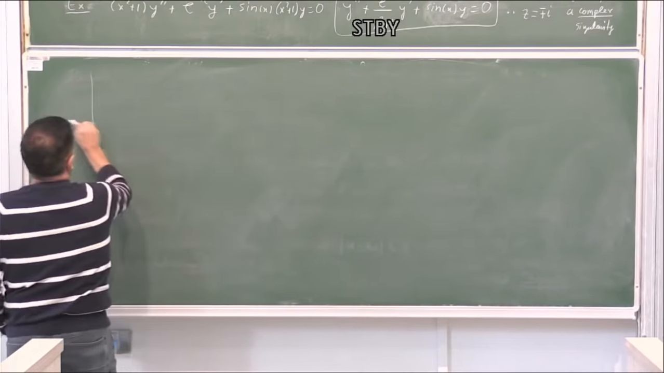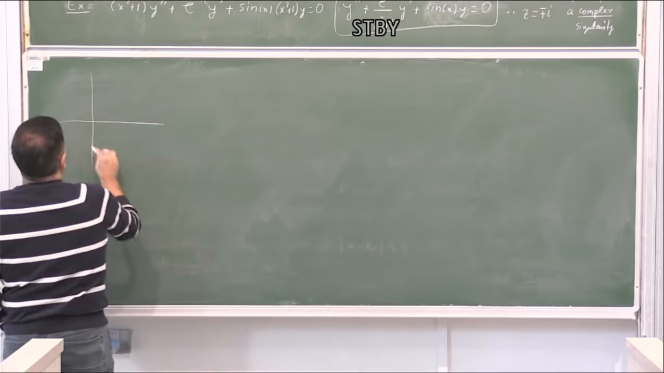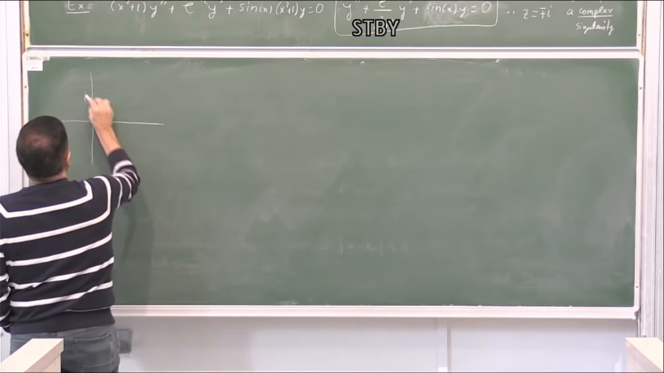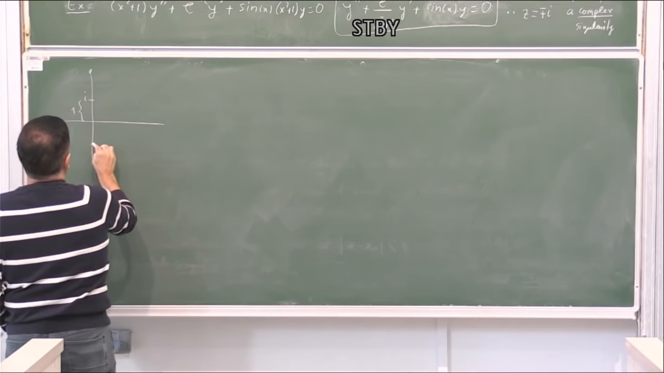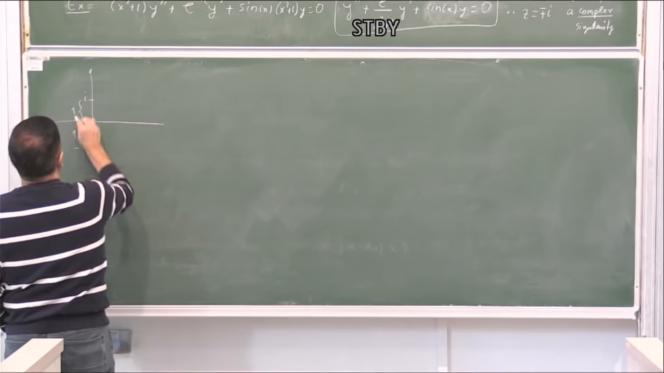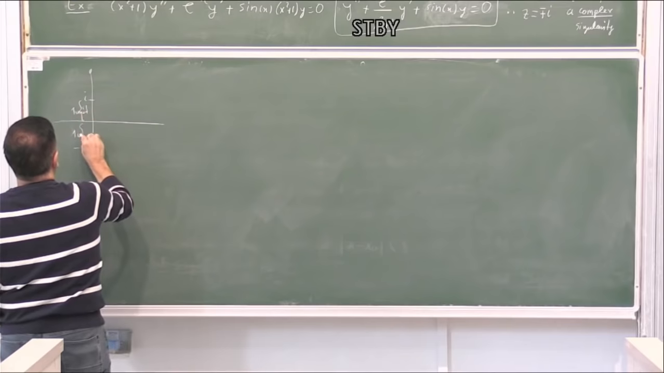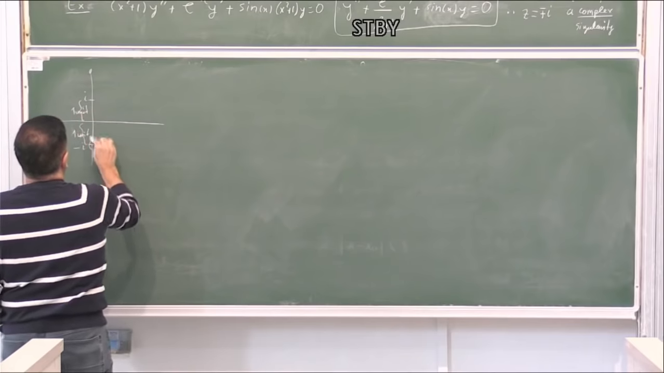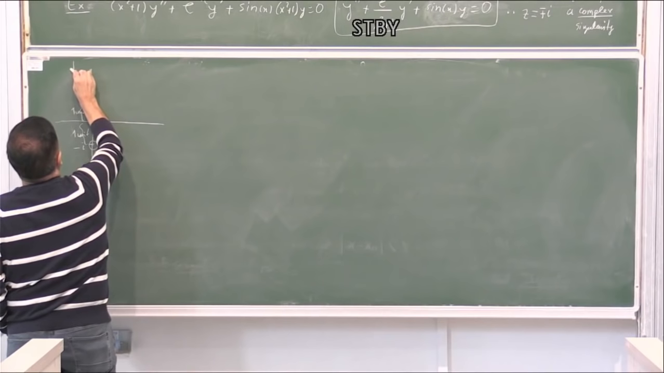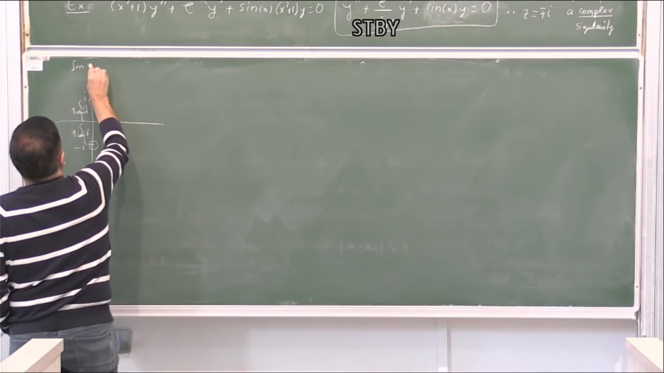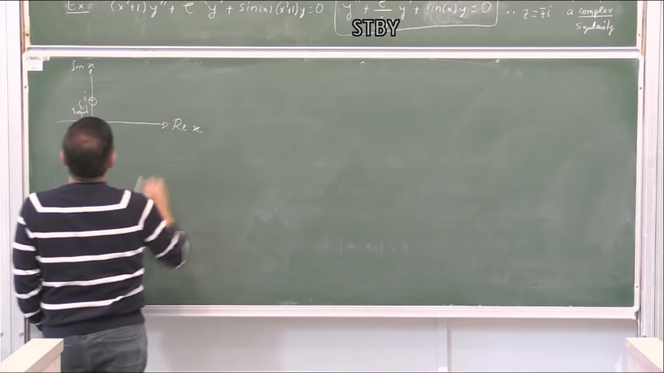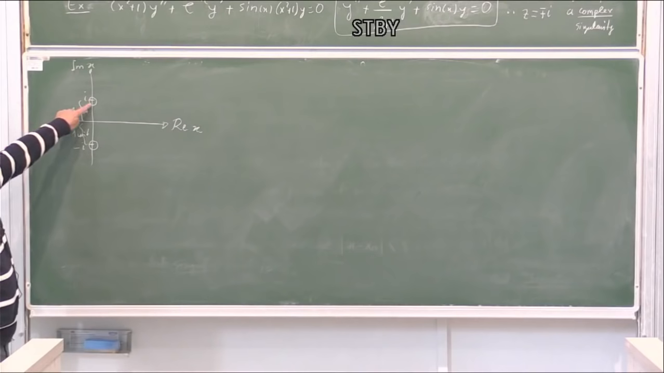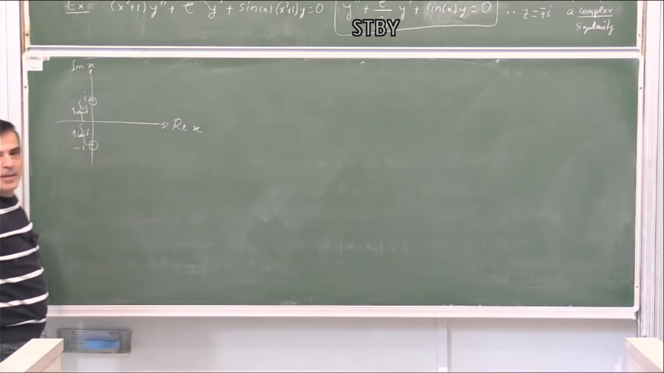So now, here is plus I, so this is 1 unit, and minus I, 1 unit, on imaginary x, real x. Good? So singular point. Okay?